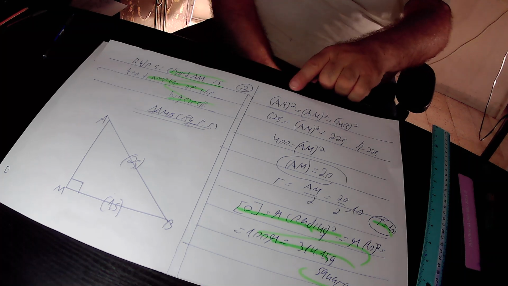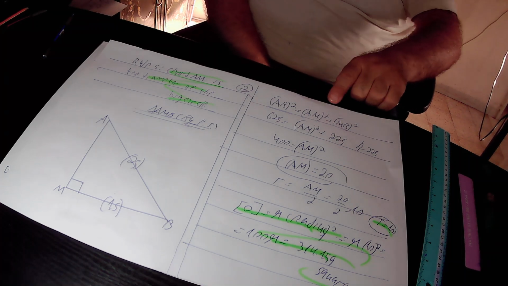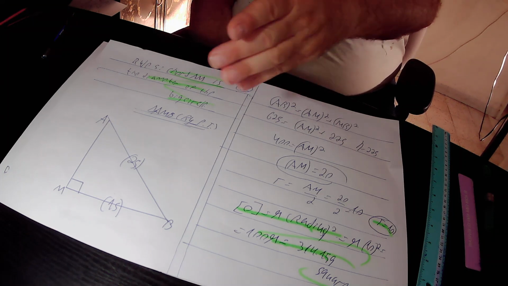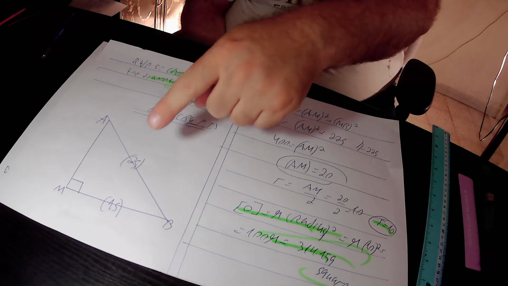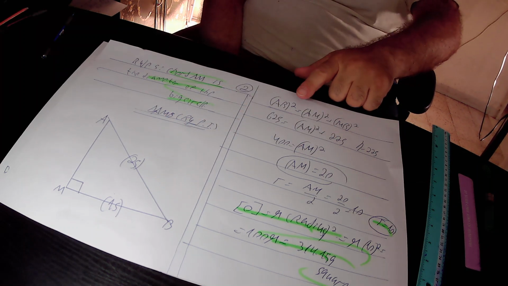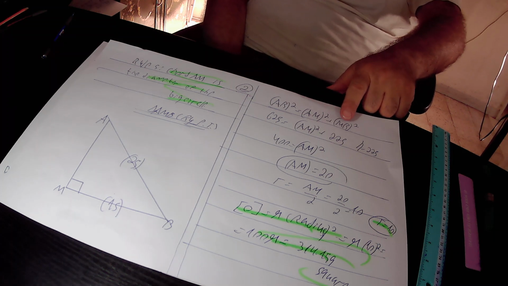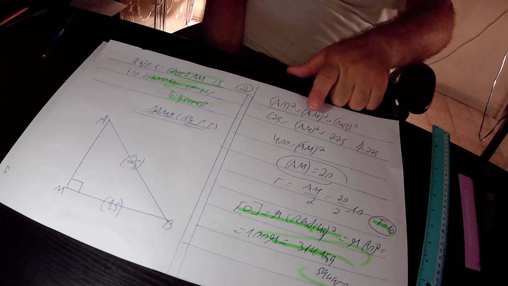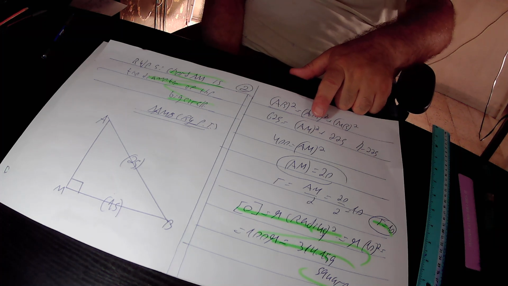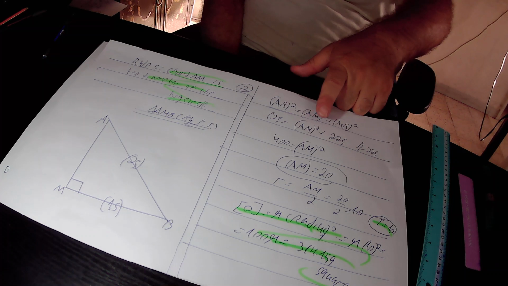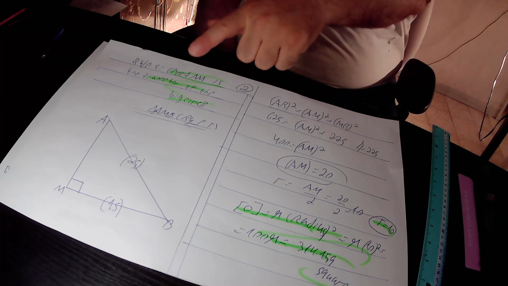AB is 25, therefore AB squared is 25 squared, that is 625, and it equals AM squared plus MB squared. AM is the missing side. MB is 15, therefore MB squared is 15 squared, that is 225. So 625 equals AM squared plus 225. We subtract 225, and 625 minus 225 is 400, so 400 equals AM squared. Taking the square root, the missing side AM equals the square root of 400, that is 20. AM equals 20 units.